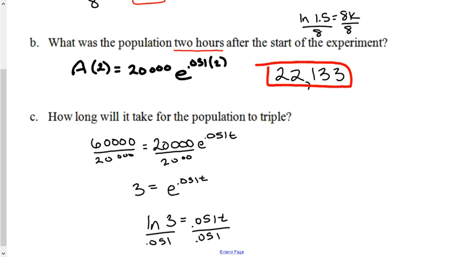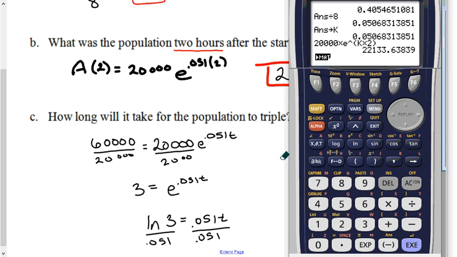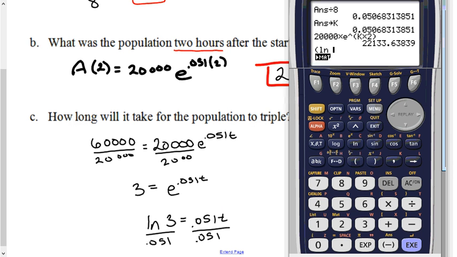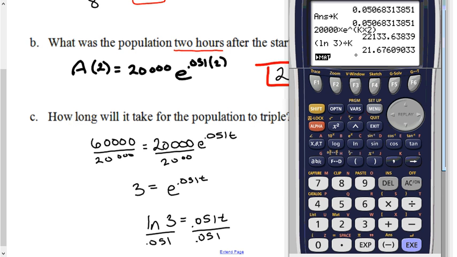And we'll go back to our calculator then. And the same thing as before. I'm actually going to take the natural log of 3. This time we'll just put it all in one go. So natural log of 3 divided by, and then remember I have that 0.051. I have that stored in as k. So that gets me my 21.676.